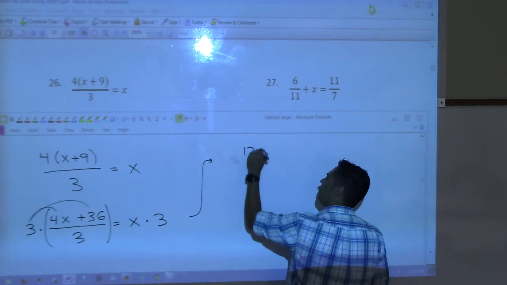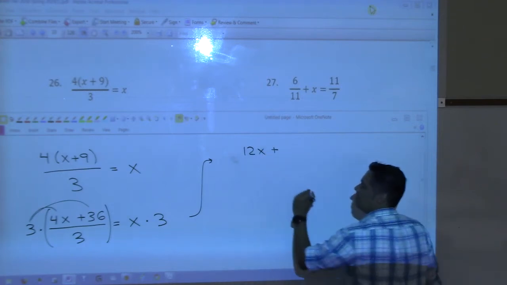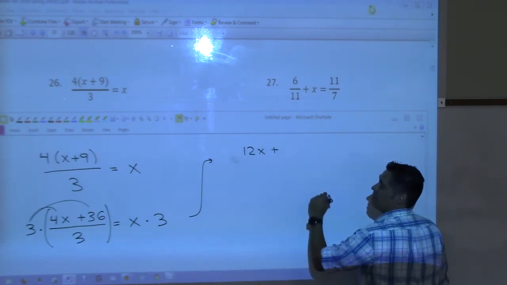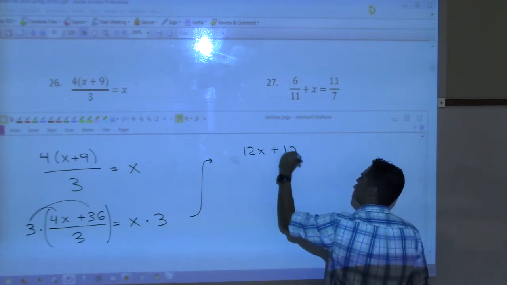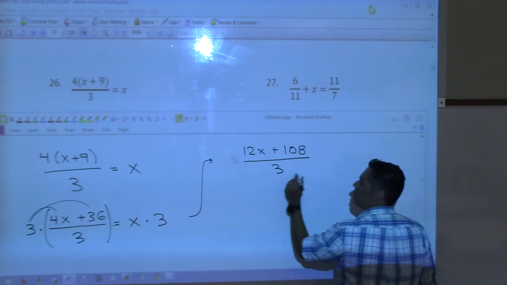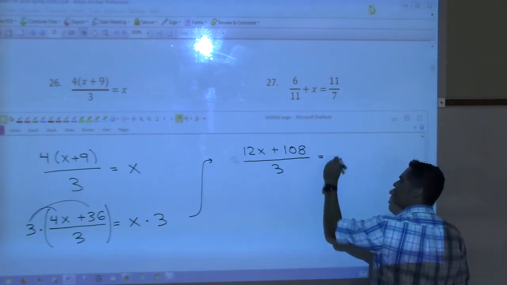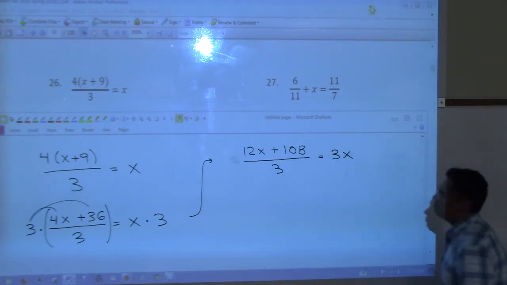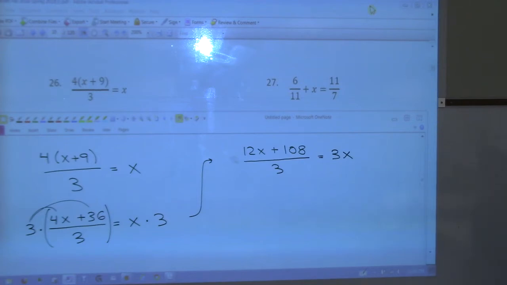12x plus, what is that, 90? What is it? 108. Yeah, 108. You said that, right, didn't you? And then all of that's still over 3, yes? And then equals, the right side, Tanisha, is just 3x. You want to keep going?